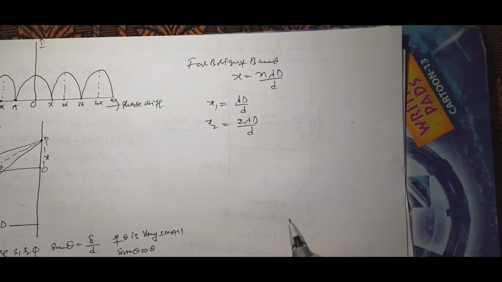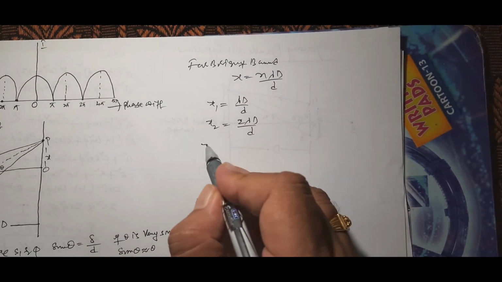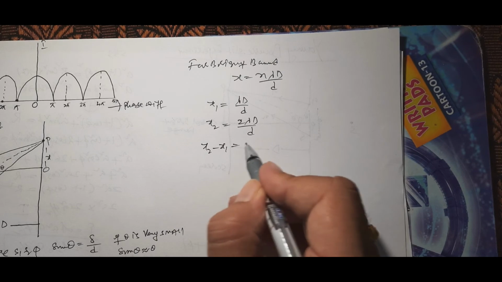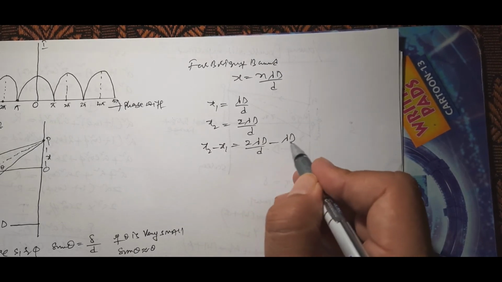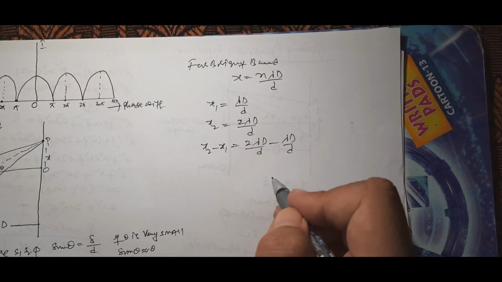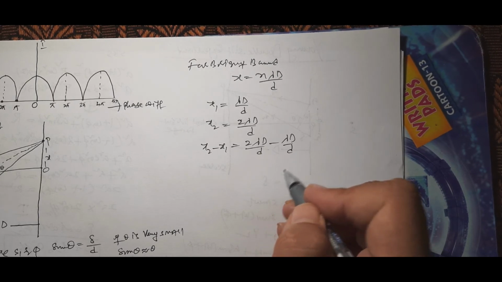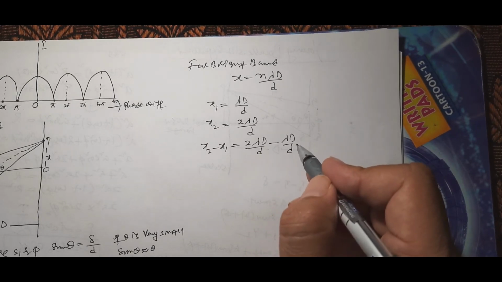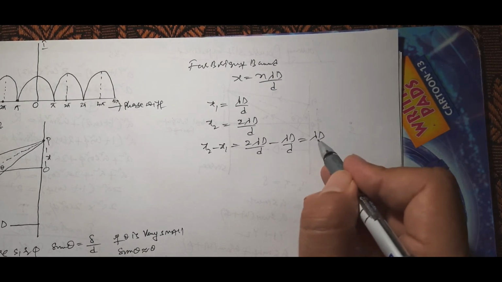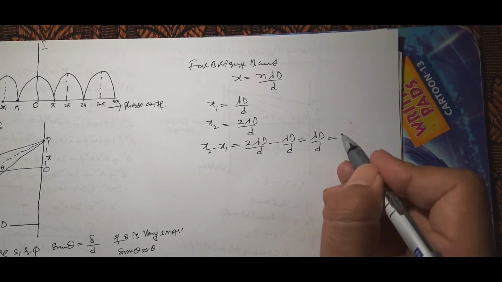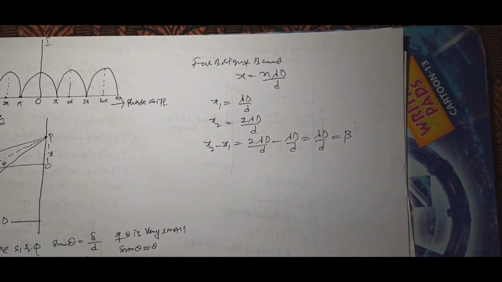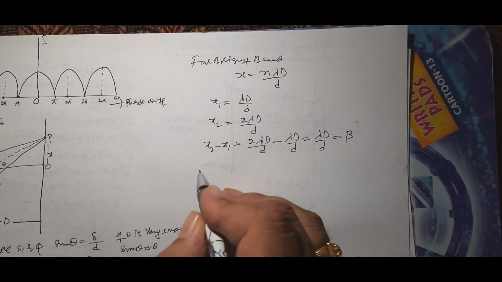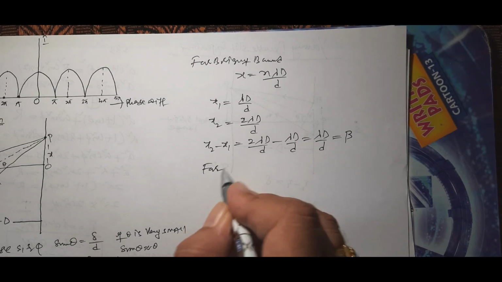The distance between these two successive bright bands, that is x2 minus x1, is equal to 2 lambda D by d minus lambda D by d, which gives lambda D by d. This is known as the fringe width, that is beta.